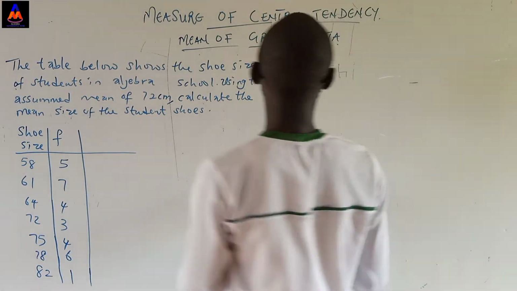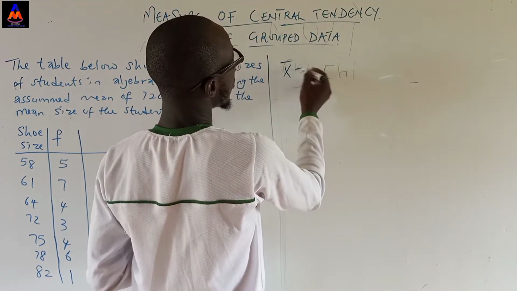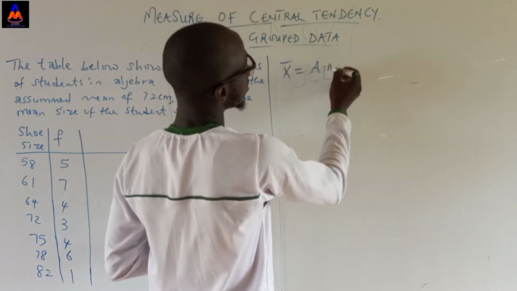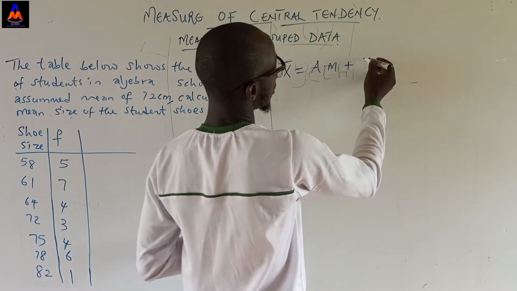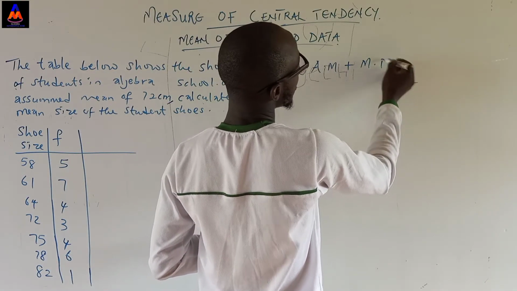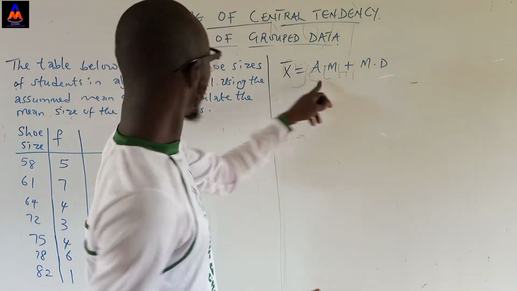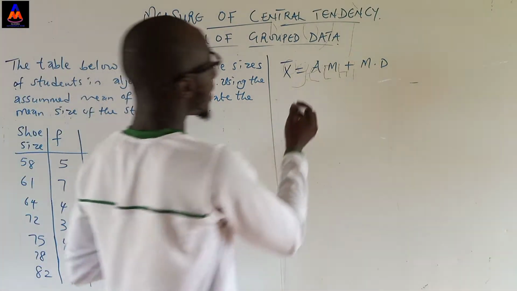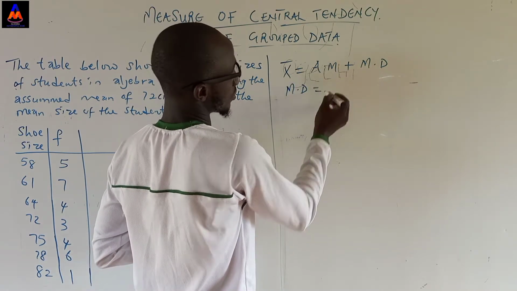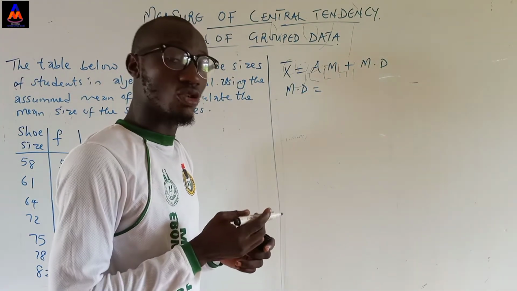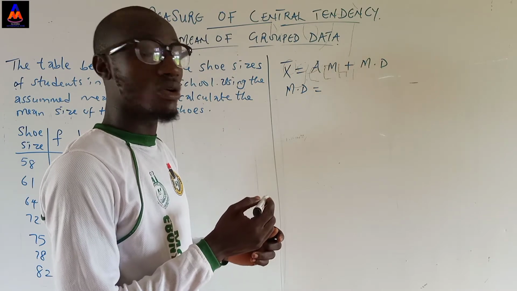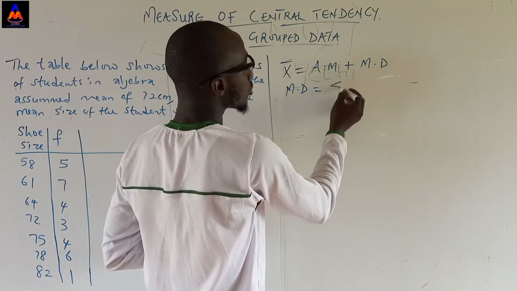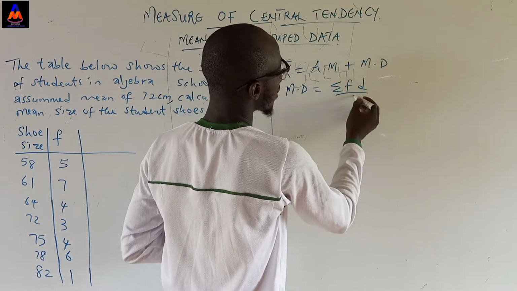The formula for the mean, when you are given an assumed mean, is assumed mean plus mean deviation. The assumed mean is the value that is given to you, which is 72 in this case. Then there is what is called the mean deviation. You will get the mean deviation from the deviation of your values. What I mean is that the mean deviation is summation FD over summation F.